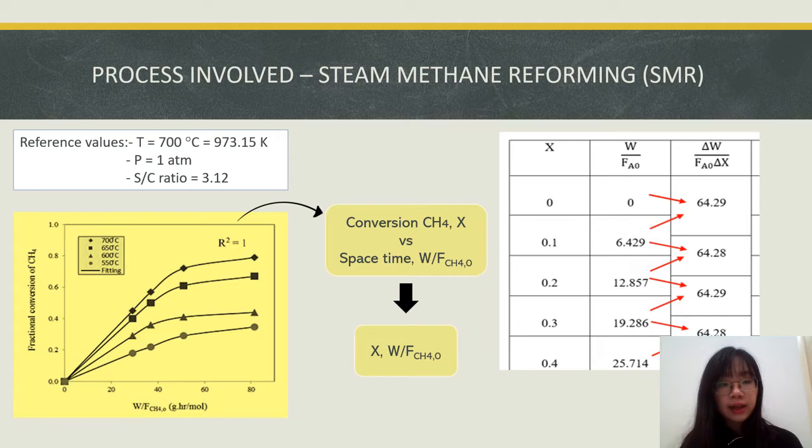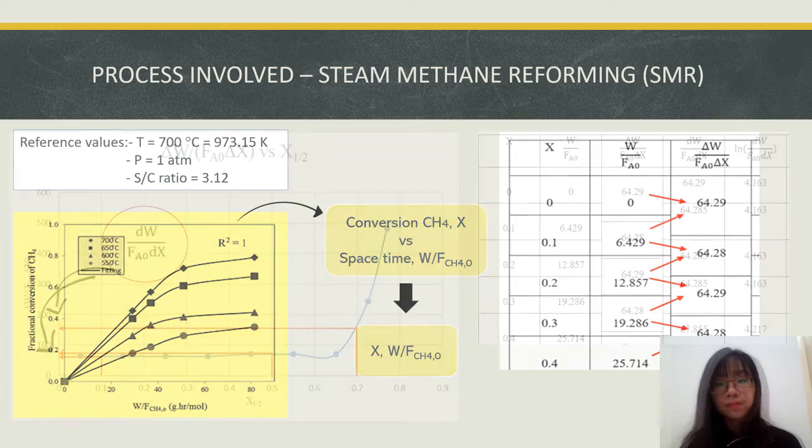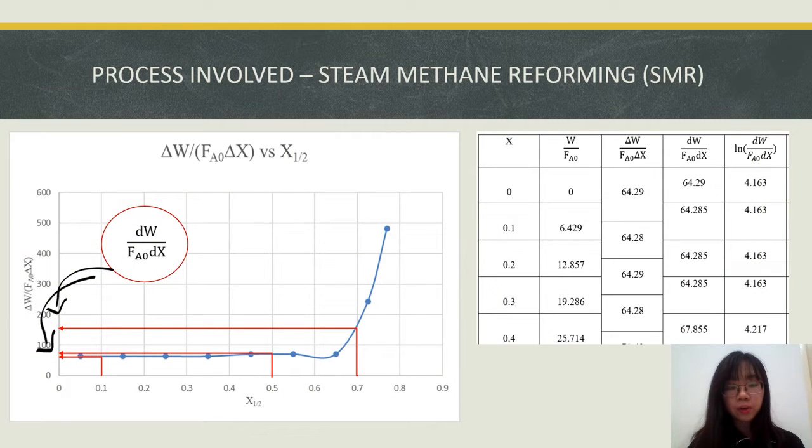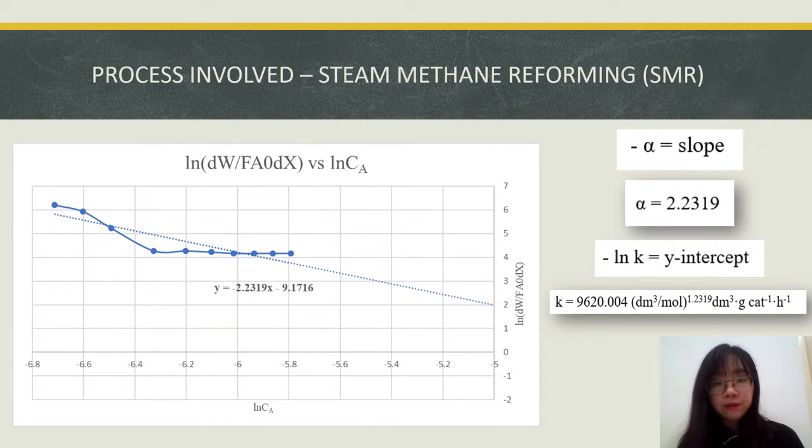The graph on the left is taken from the article, where we can get conversion of methane X at different space-time, and a table is tabulated on the right. By plotting the graph here, we would get the dW over FA0 dX of different X. And after plotting this graph here, we can get a rate order of 2.2319 and the rate constant K of 9620.004.